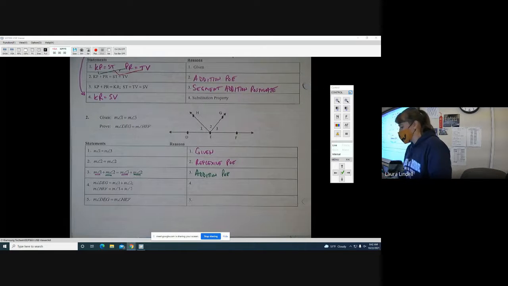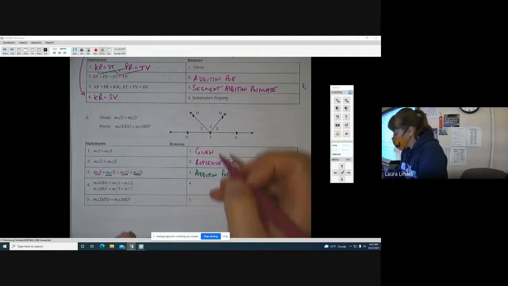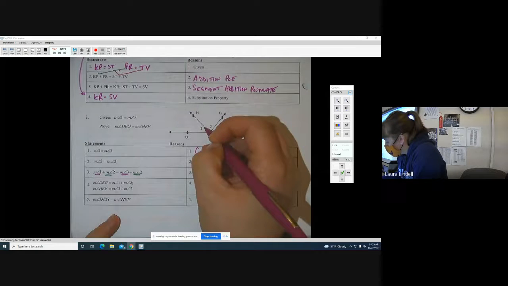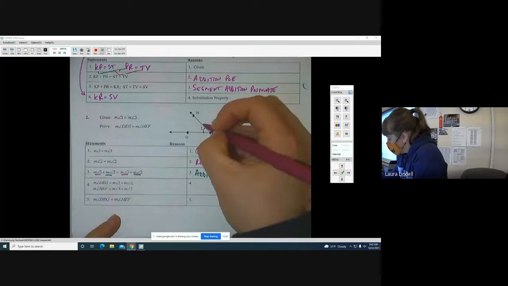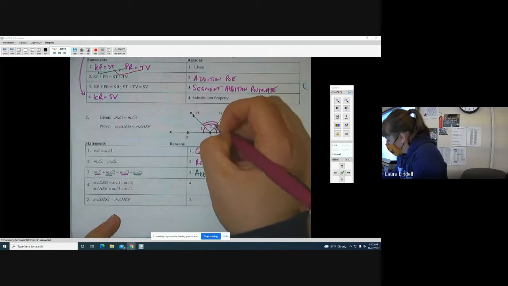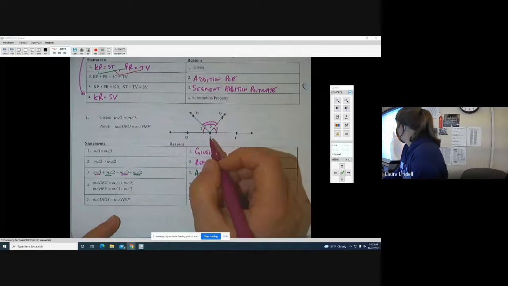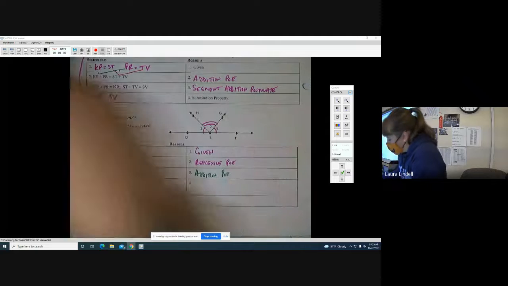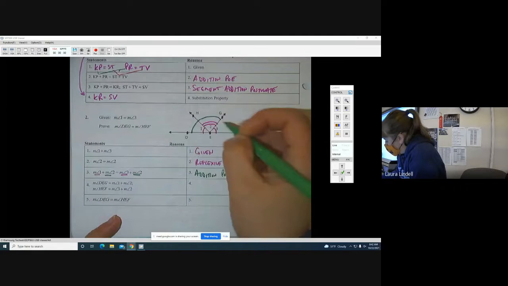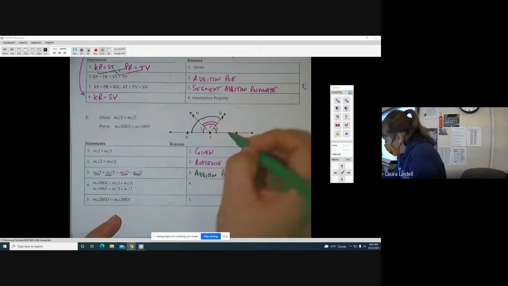It's a good question. Okay, so in our drawing real quick, we know that angle 1 is the same as angle 3, right? And then we were also told that we've got angle 2 going on here. And we're trying to show that angle DEG, this one here, is the same as HEF, this one here.